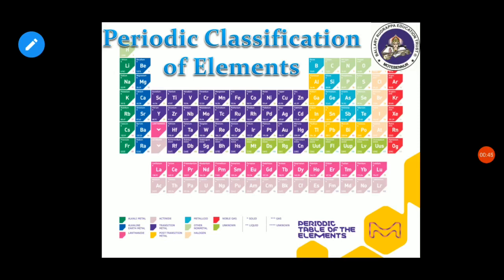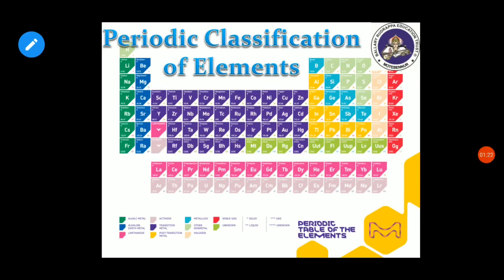Next, Newlands proposed a law. He arranged the elements in the order of increasing atomic mass, and he proposed a law called Newlands law of octaves, which states that every 8th element had properties similar to that of the first, but it was applicable only up to calcium. Hence Newlands law was also rejected. After Newlands, many scientists continued to search for a pattern.